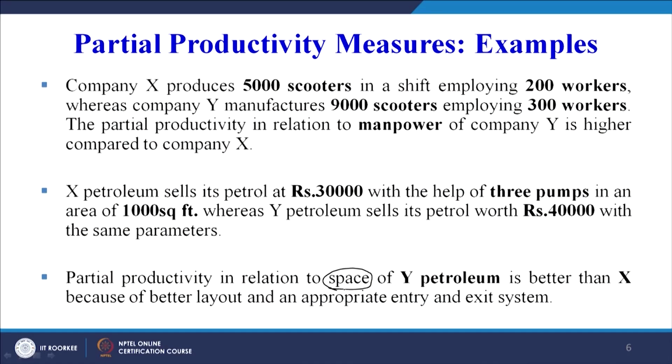So we can very easily say that the partial productivity in relation to space. Now what is the input? The input is the space. It is a specific input that is being used, that is one input is used and the output is in terms of money, or the amount of petrol sold in terms of money, that is 40,000 worth of petrol. So partial productivity in relation to space, you can see here, of Y Petroleum is better than X because of better layout and an appropriate entry and exit system. So the input, the space, is better utilized by company Y or Petroleum Y as compared to Petroleum X.